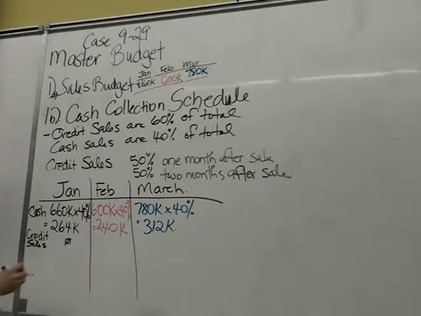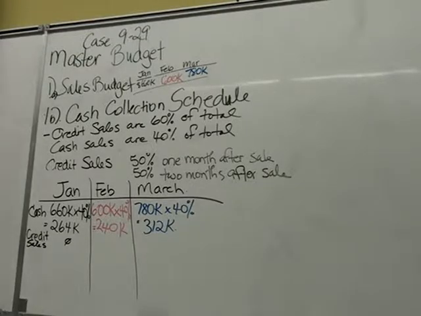So none in January, so how much in February? Let's see, credit, 60% of 396K total. Okay, we'll start with 396K, but it's only half of that. Nice work. So the easiest way to do this is to have a system.